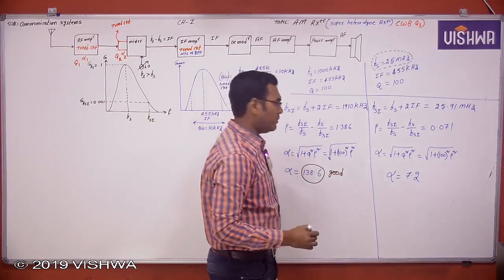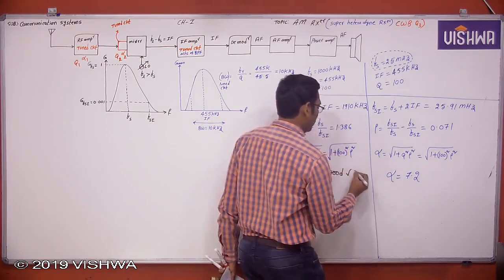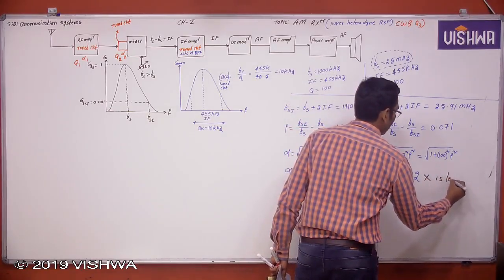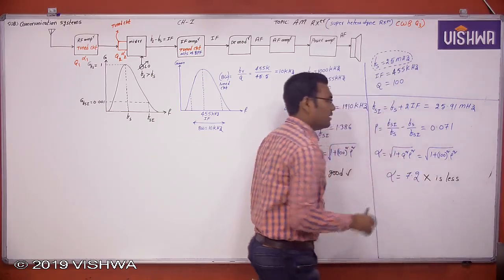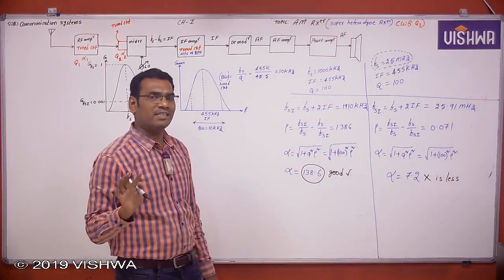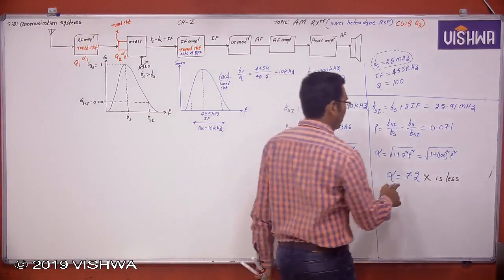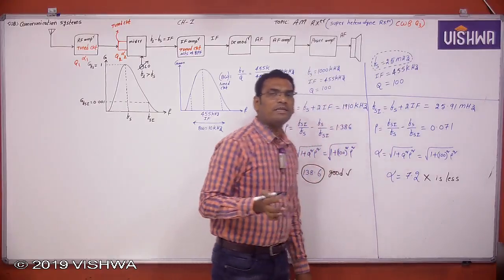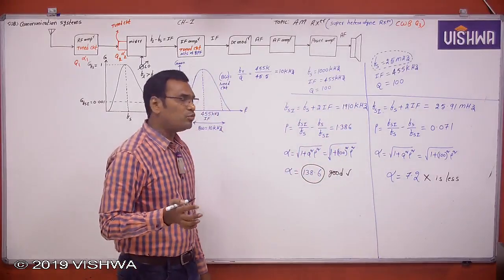But what happened to the image rejection ratio? This is good, this is not good, it is less. The image frequency signal strength is not suppressed, not reduced, because the image rejection ratio is very less. So now what is our job? Our job is to improve.